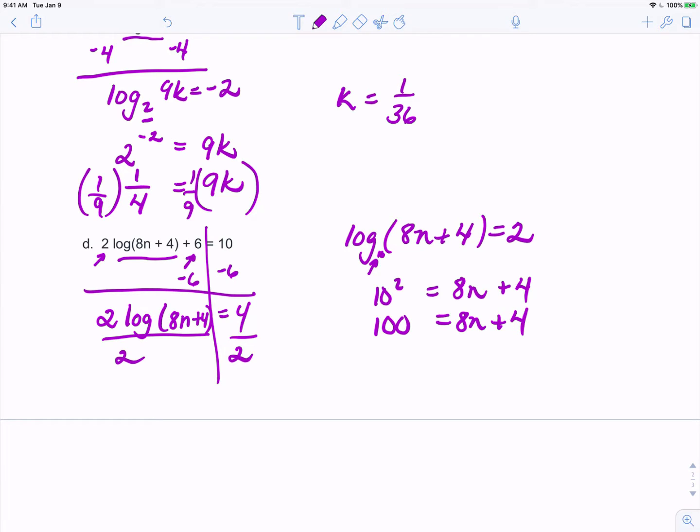And now this is an easy equation that we can solve. So 96 is equal to 8n, so we'll divide both sides by 8, and we have a solution of n is equal to 96 over 8, and 96 over 8 is equal to 12.